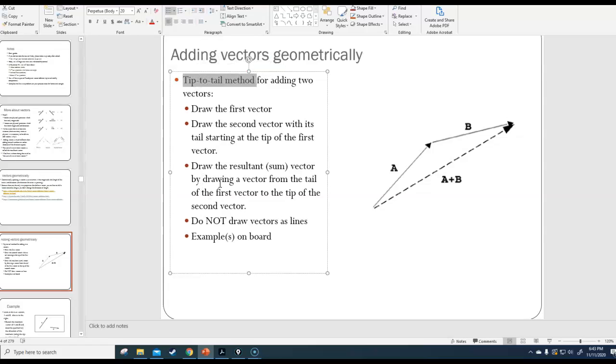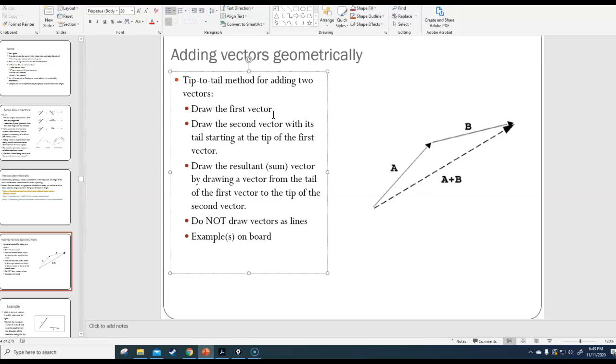I have laid out the steps to the tip-to-tail method right here. The tip-to-tail method is a way to add vectors geometrically, not in a quantitative way, really. It can be done quantitatively, but we're not going to do it. This is more of a qualitative way to just roughly sketch out, given two vectors, which way the resultant would be pointing. And so here's how the tip-to-tail method works.